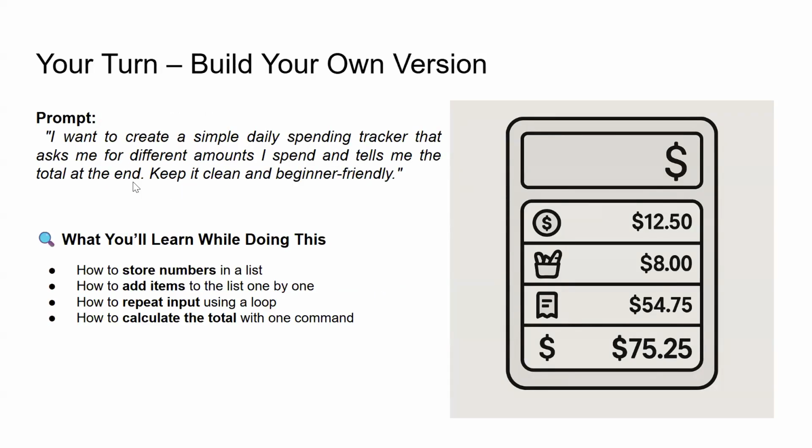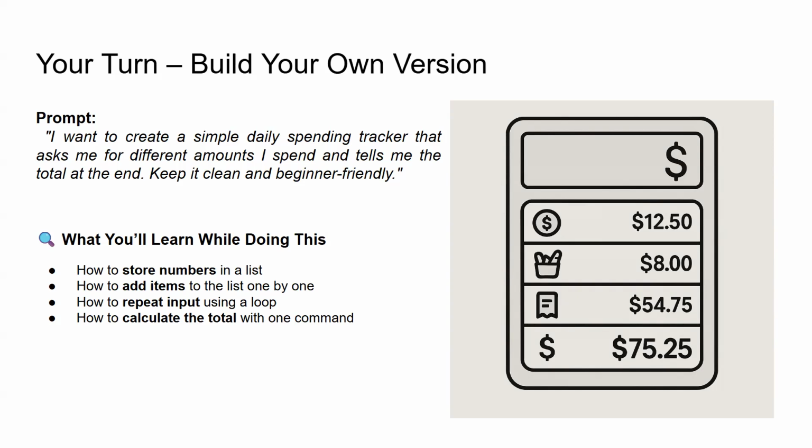So the code could be quite simple. We would like to create a simple daily spending tracker to ask us for different amounts that we spend. Let's say you go get a coffee, go shopping, buy some other things, and tell me the total. You can also add other things, like what you actually bought. Let's see how we can do that.